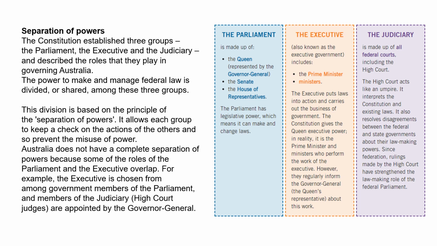Australia does not have a complete separation of powers because some of the roles of the Parliament and the Executive overlap. For example, the Executive is chosen from among government members of the Parliament, and members of the Judiciary, High Court judges, are appointed by the Governor-General.